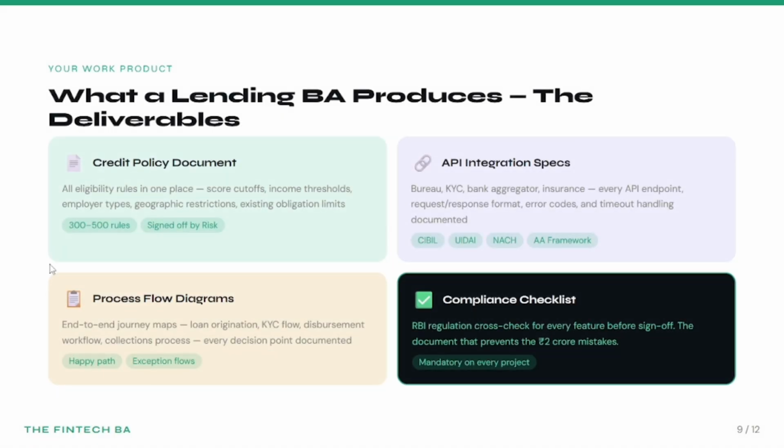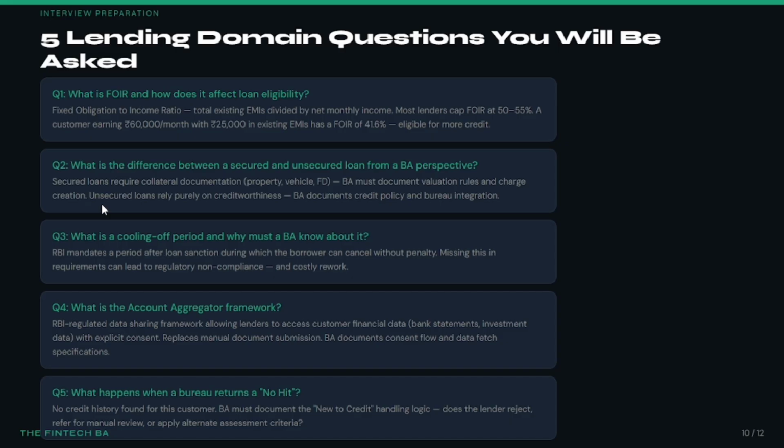Then we have what a lending BA produces, the deliverables. So these are the things which I have mentioned: credit policy documents, API integration specs, process flow diagrams, and compliance checklists. I also mentioned five lending domain questions that you will definitely be asked at the time of the interview.